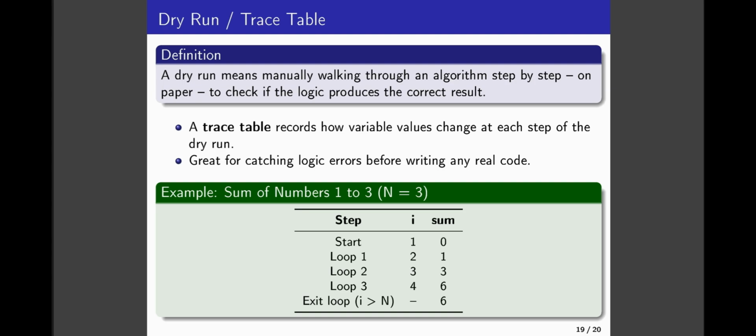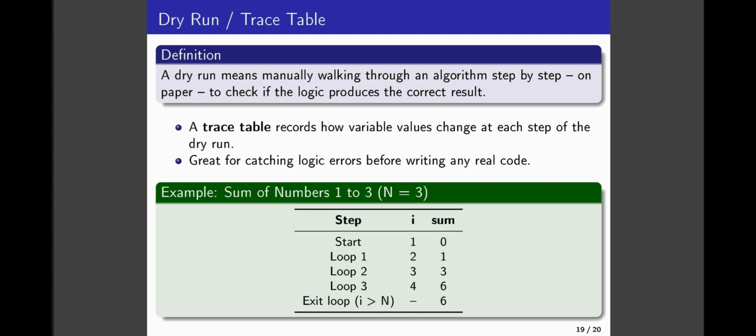So here we can trace through our earlier example, summing the numbers 1 to 3, where n equals 3. We start with i equal to 1 and sum equal to 0. After the first loop, i becomes 2 and sum becomes 1. After the second loop, i becomes 3 and sum becomes 3. And after the third loop, i becomes 4 and sum becomes 6. Since i is now greater than n, the loop exits, leaving us with a final sum of 6. Which is exactly what we would expect from 1 plus 2 plus 3.